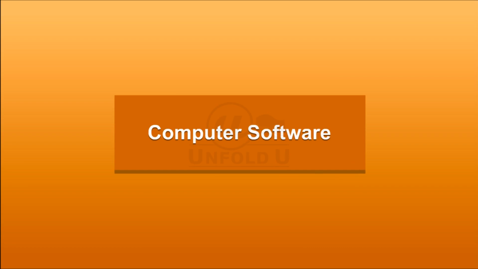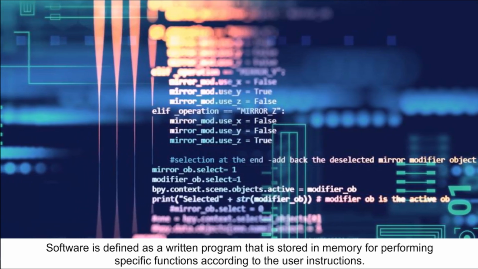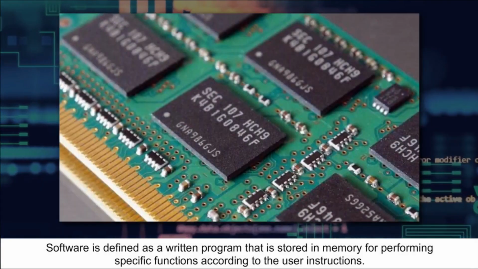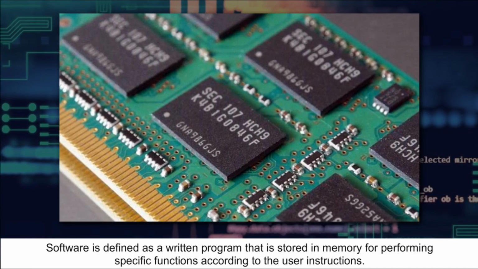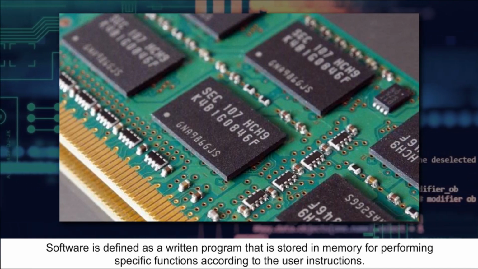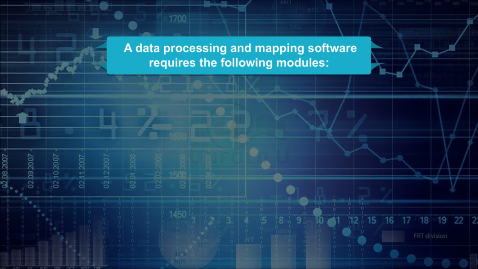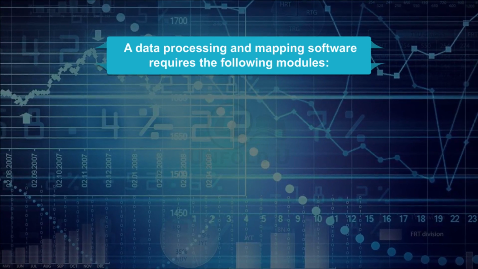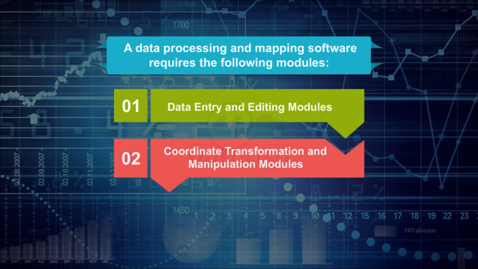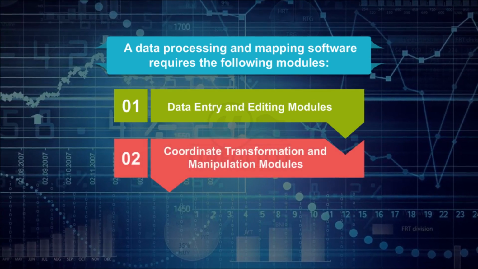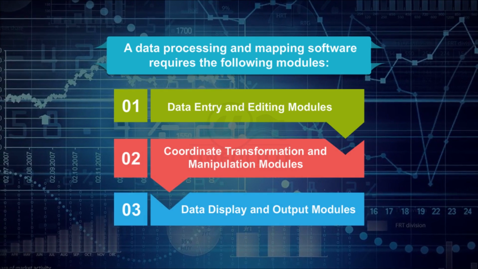Computer software. Software is defined as a written program that is stored in memory for performing specific functions according to the user instructions. A data processing and mapping software requires the following modules: data entry and editing modules, coordinate transformation and manipulation modules, data display and output modules.